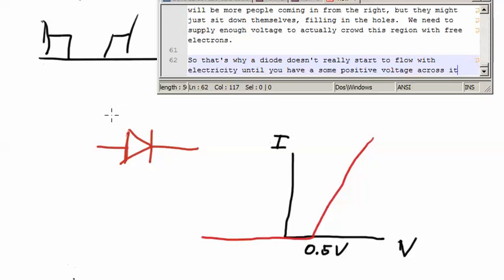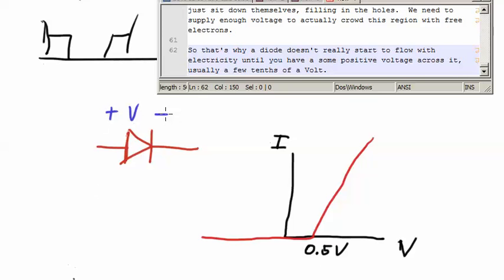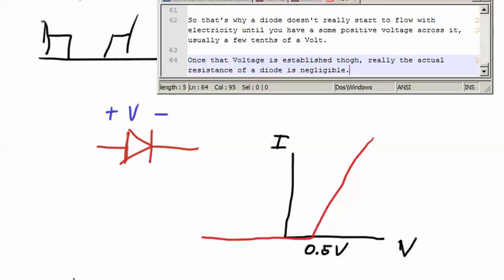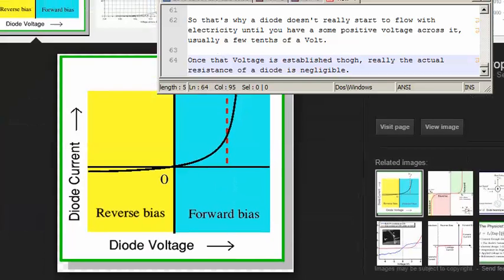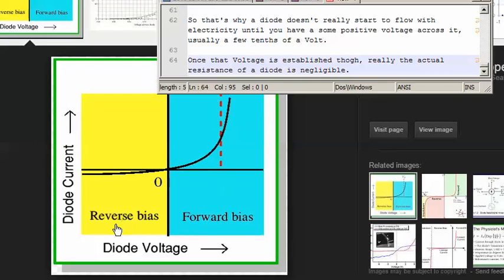So that's why a diode doesn't really start to flow with the electricity until you get some positive voltage across it, usually a few tenths of a volt. Once that voltage is established, though, the actual resistance of a diode is negligible. Now I've drawn it as a hard skip. The actual curve, up here, shows the current through the diode going from a reverse bias to a forward bias.